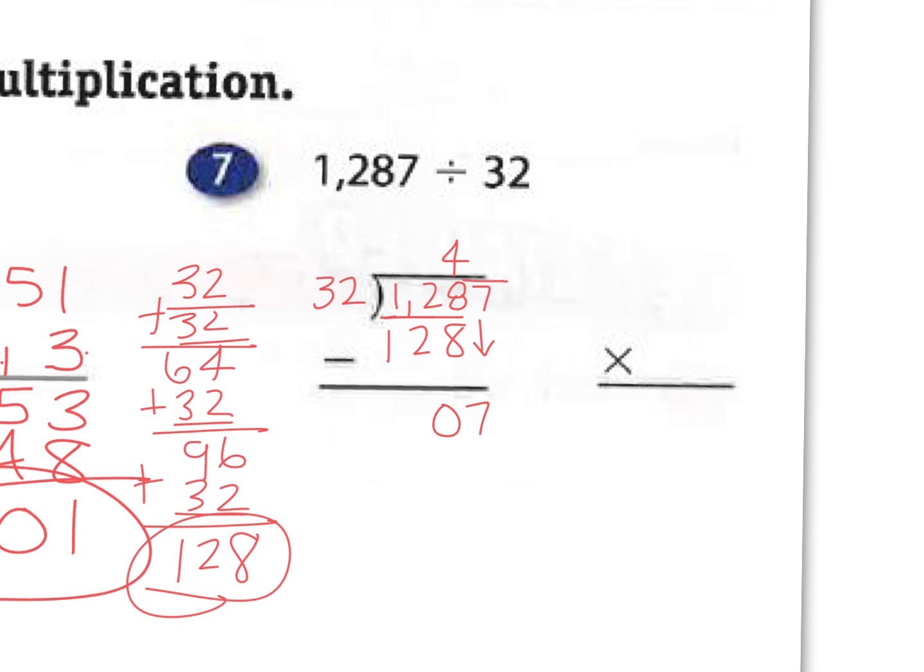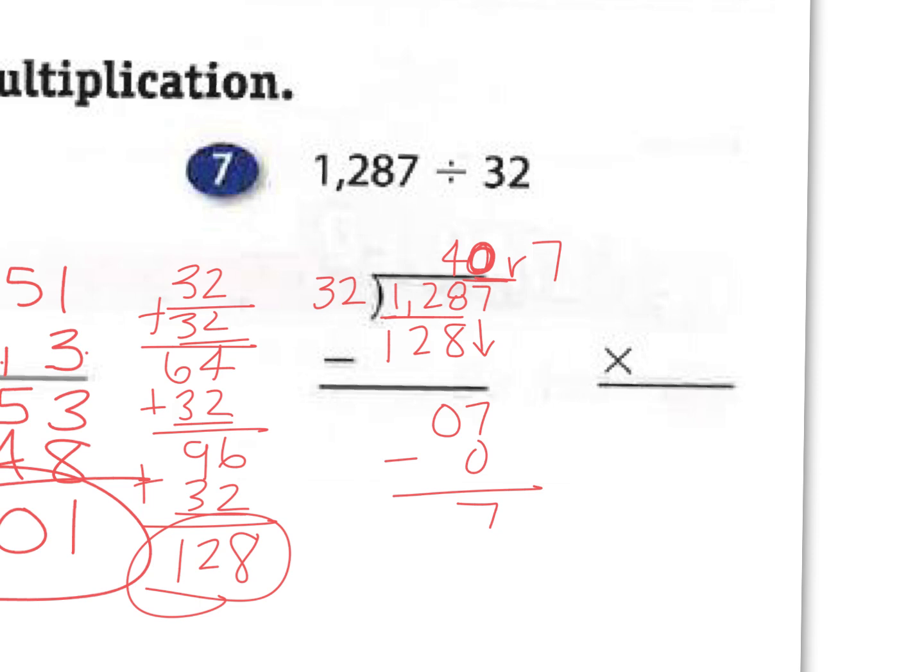Notice that it's the last place value here. So then we think about, does 32 go into 7? No, it does not. It goes in 0 times. 0 times 32 is 0. So then we subtract and we get 7. So it's 40, remainder 7.